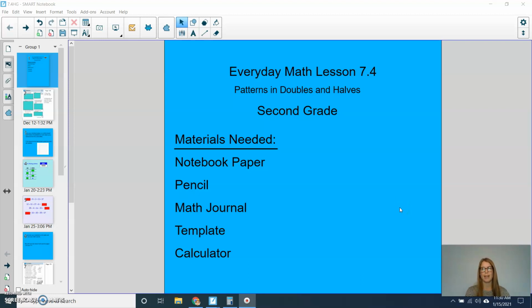Hi boys and girls, welcome to Everyday Math Lesson 7.4, Patterns in Doubles and Halves. The materials that you'll need today: notebook paper, pencil, math journal, template, and calculator.